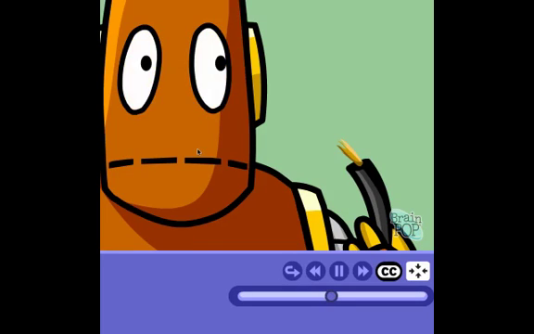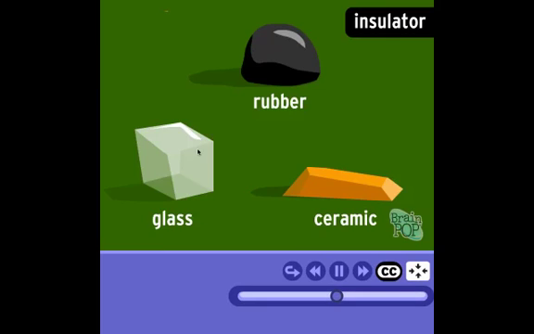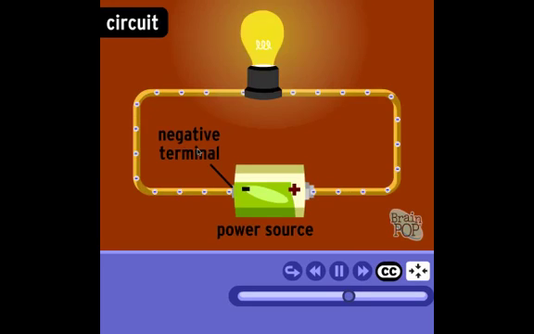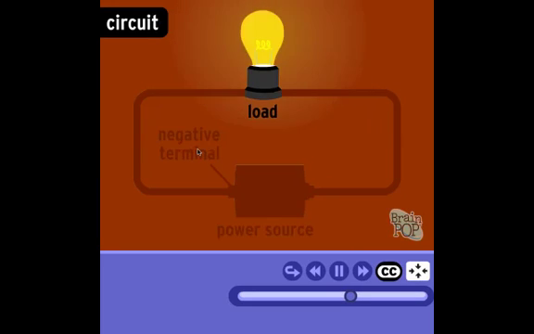Yeah, the wires are surrounded by rubber or plastic because those materials are good insulators. Insulators are kind of the opposite of conductors. They're materials that electrons have a hard time flowing through. Insulated wires keep electrons on course, and they protect us from the dangerous flow of electricity going through their metal cores. Along the circuit's path, there's usually a load, a device that uses electricity.